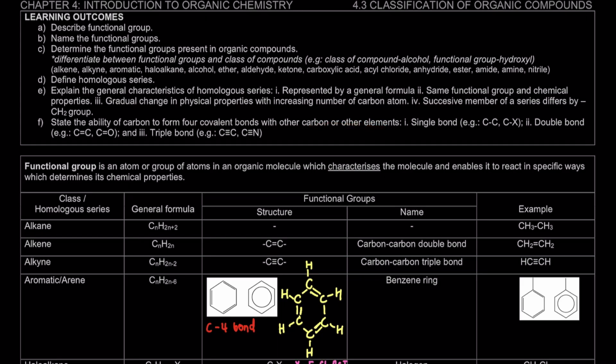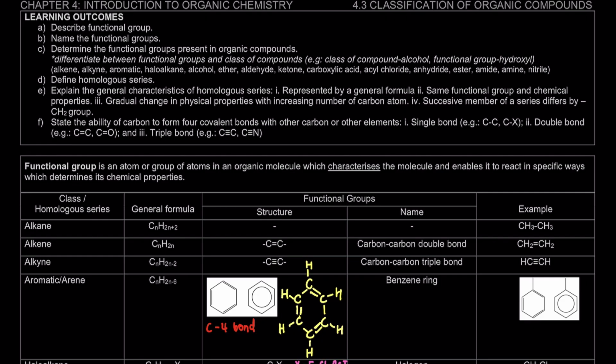Previously, we have learned the names of the functional groups, and I mentioned that the class or homologous series is different from the functional group. For example, if you have a carbon-carbon double bond in the structure, the class or homologous series is alkene, but the functional group is the carbon-carbon double bond. In this video, we're going to explain what is meant by the class or homologous series itself. So what are the characteristics?